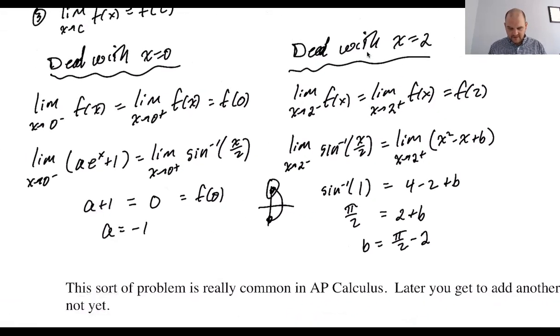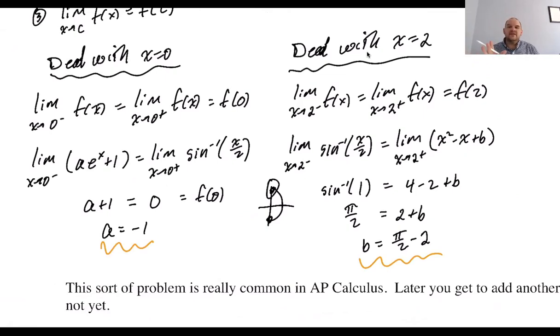So these are my values, so I'm going to underline them. If a is this and b is this, the function will be continuous. So really, when you're doing this, you really focus in on the limits. It's the limit from the left equals the limit from the right. The value of the function will work out because of the way the piecewise function is defined.